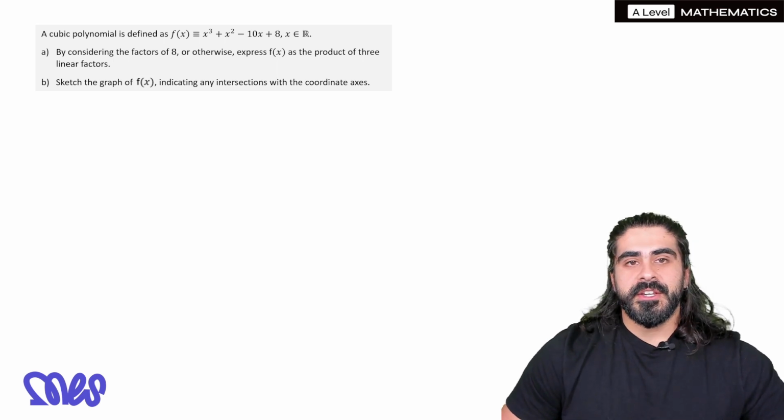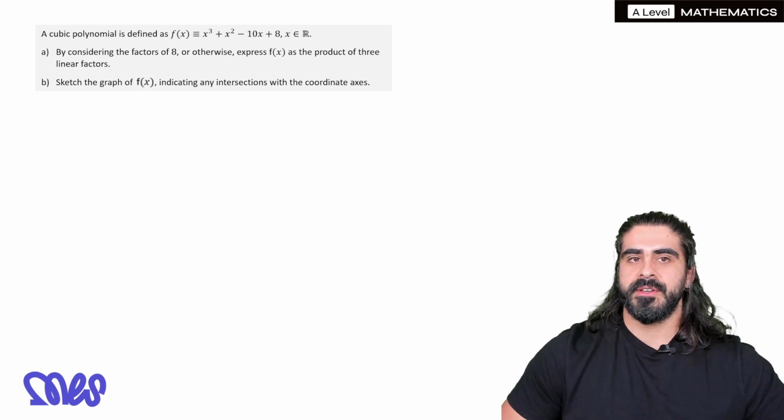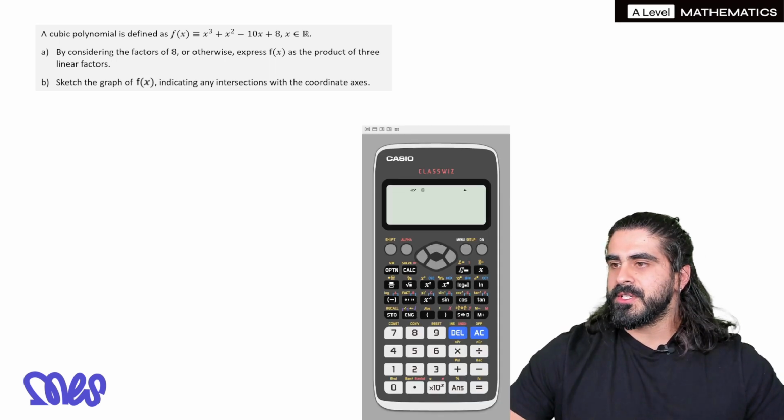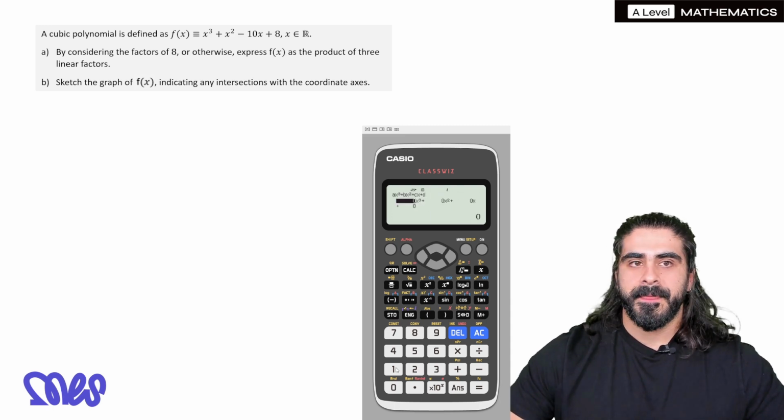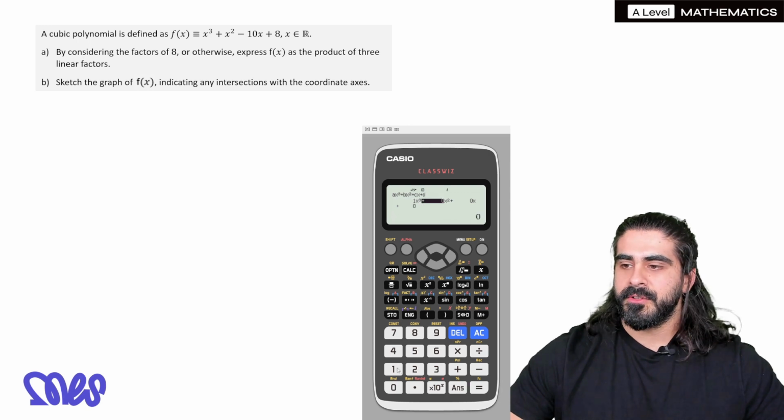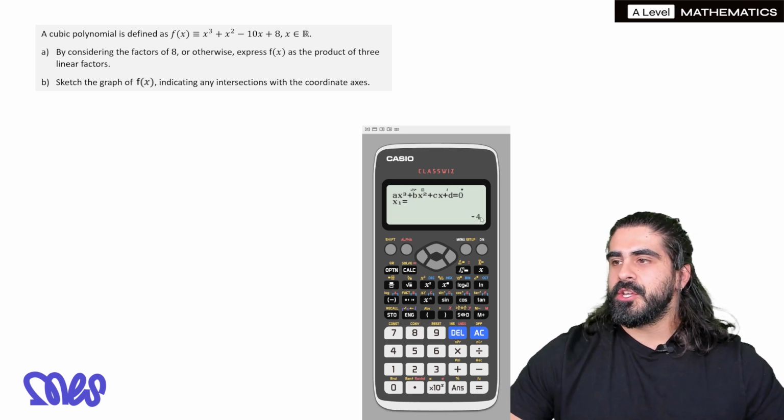So these questions, they don't ask them too much anymore because they know the calculator does everything. If they do ask this, what you want to do is go on your polynomial solver, select degree 3, we have x cubed, so 1, 1, minus 10, and 8. Press equals, and you already have minus 4, 2.